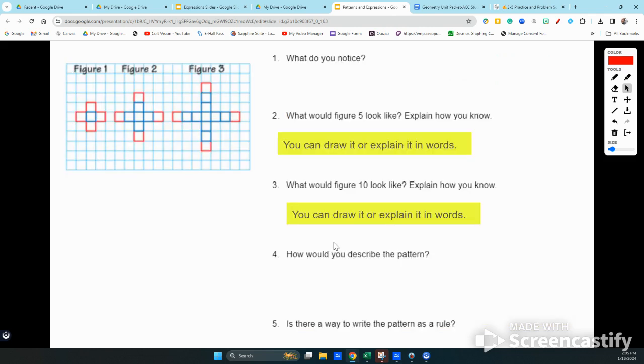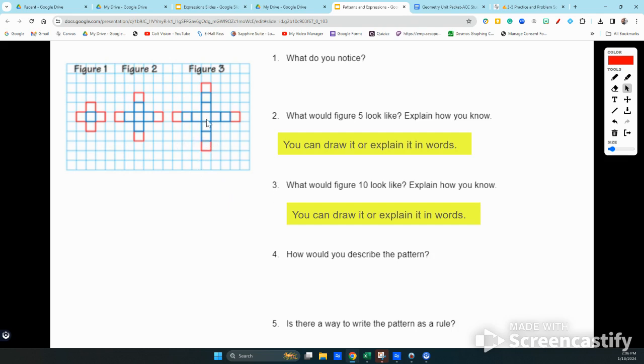Let's try that in a more difficult one. So this is the third picture you have. And you could pause the video and write something you notice. And now you can make a prediction about what the fifth one would look like. Because here's the third one. And if you would imagine what it would look like, you can explain it in words. And then the 10th one.